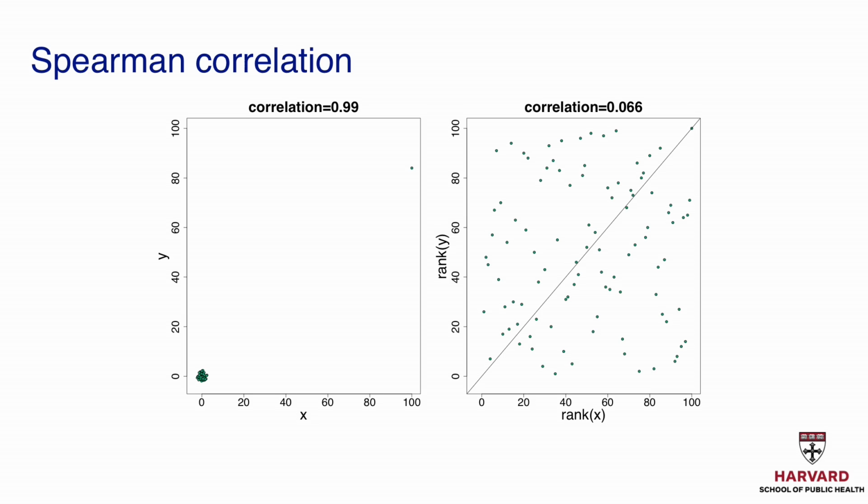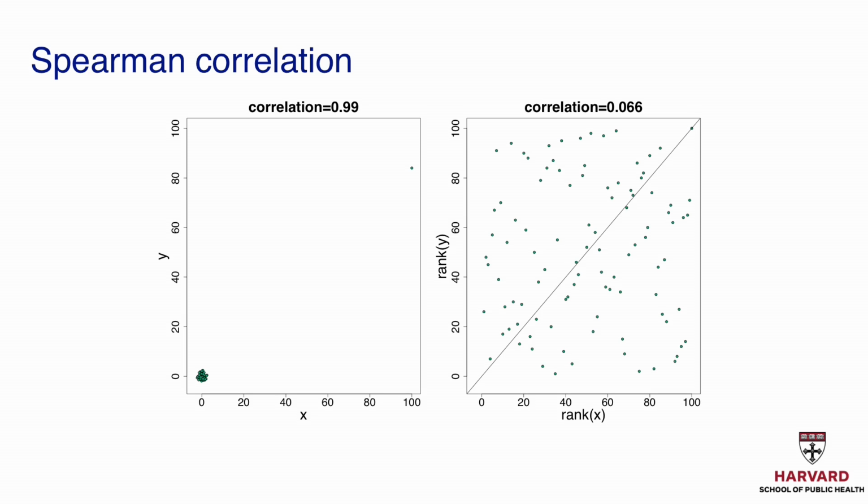So over here on the right, we have the same data set, but now instead of plotting the values, I'm plotting the ranks. So this guy here is going to be ranked 100 and 100, and it's this point here. So it's no longer way out there and pulling the correlation up towards 1. The correlation computed on the ranks is just 0.066, much closer to the correct answer, which is 0 here. So again, very simple. You compute the rank of each vector and then compute the correlation.